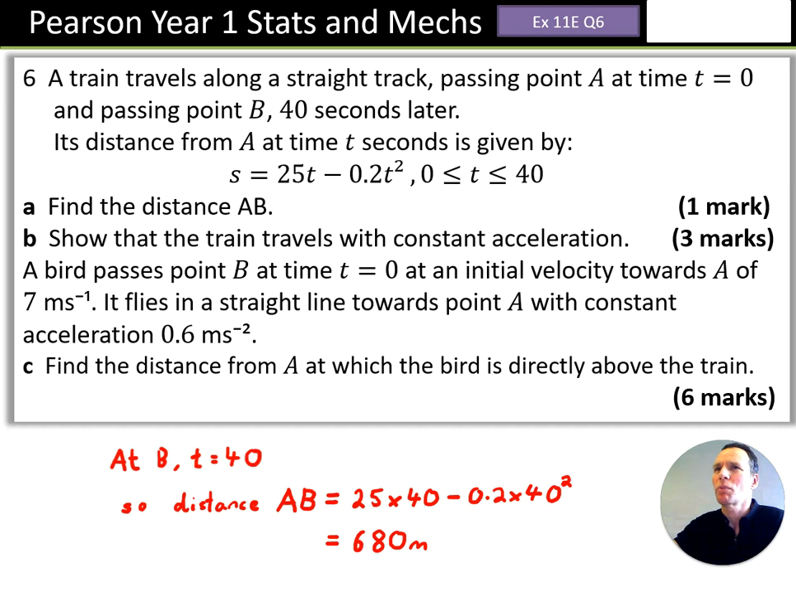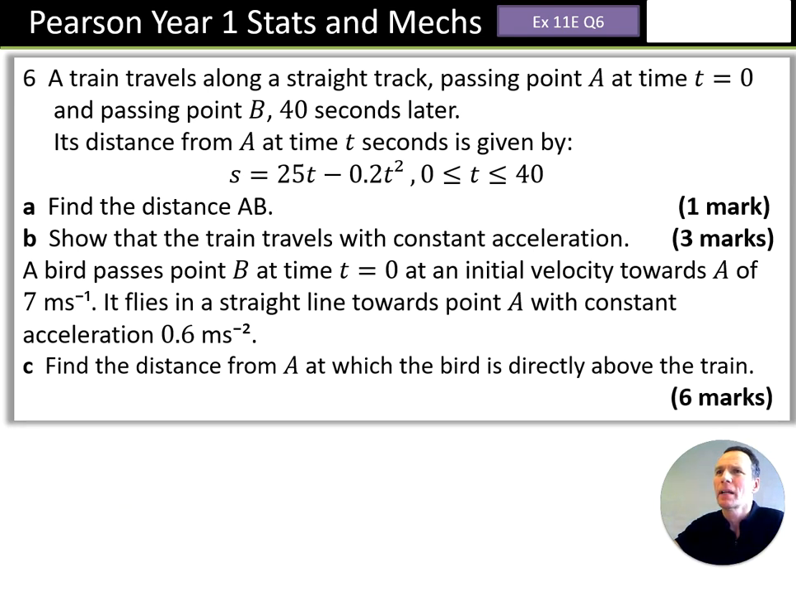So that's a nice easy one marker for A. Right then, part B shows that the train travels with constant acceleration. So we've got a distance formula, and if we take that formula and differentiate it, we get ds by dt, we can find the velocity. So that's nice and easy.